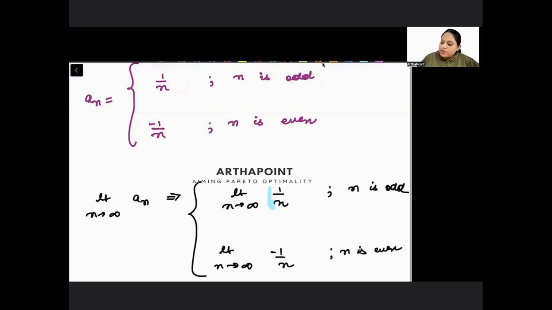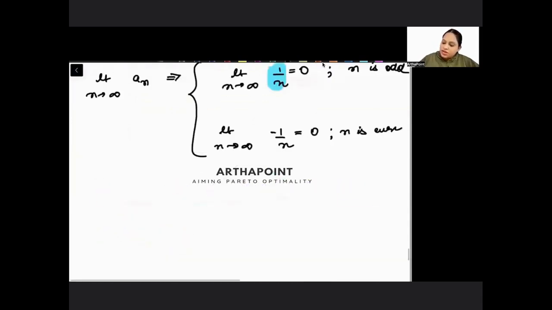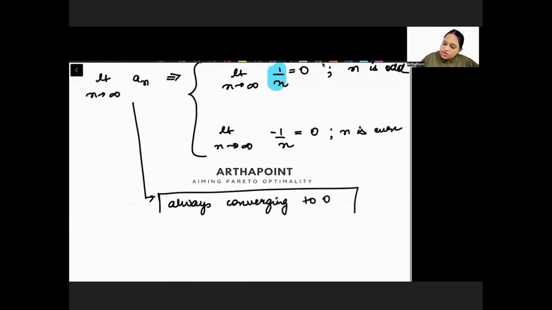बेटा 1 by infinity तो 0 होता है और minus 1 by infinity भी 0 होता है. Anything by infinity is 0. माने this is always converging to 0. So it is going to be a convergent sequence. क्या हो जाएगा ये? It is going to be a convergent sequence. Is this clear, beta? Okay.